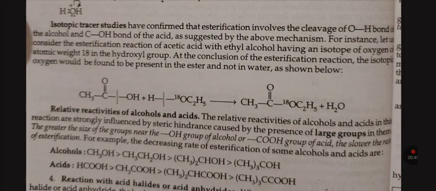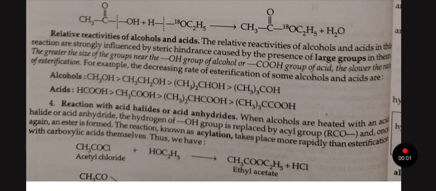Isotopic tracer studies have confirmed that esterification involves the cleavage of the O-H bond in alcohol and the C-OH bond of the acid, as suggested by the above mechanism. For instance, let us consider the esterification reaction of acetic acid with ethyl alcohol having an isotope of oxygen of atomic weight 18 in the hydroxyl group. At the conclusion of the esterification reaction, the isotopic oxygen would be found to be present in the ester and not in the water.